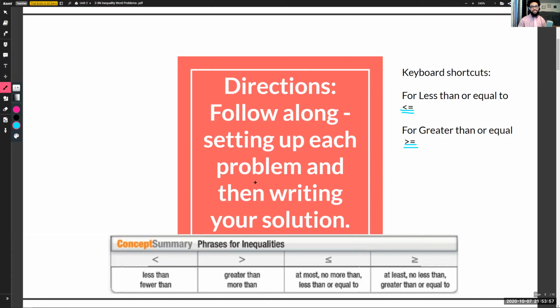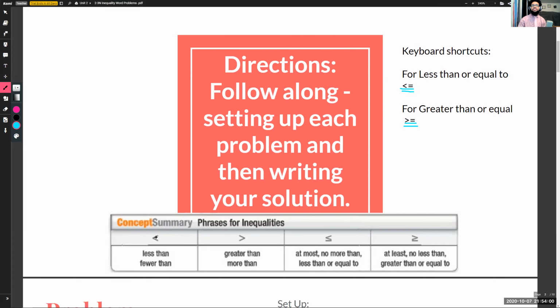Before we get into that, quick reminder, let's look at this stuff right here. This is on the first set of notes: the words and phrases that indicate what inequality operations we should be doing. We have less than and fewer than, greater than and more than, at most, no more than, and less than or equal to, at least, no less than, and greater than or equal to. Remember those. Keep those in mind as we go through the rest of this lesson.